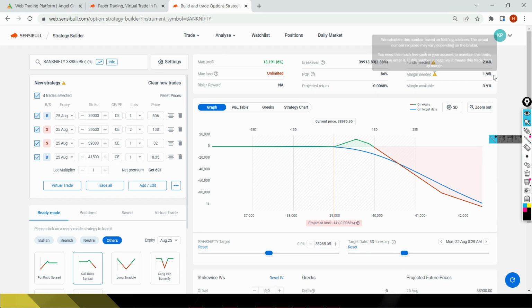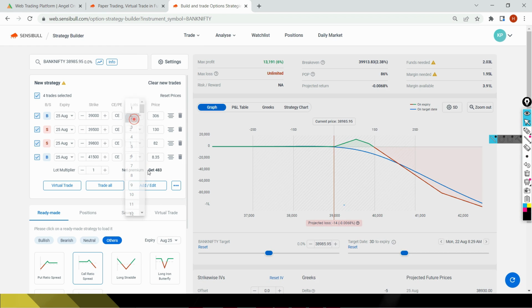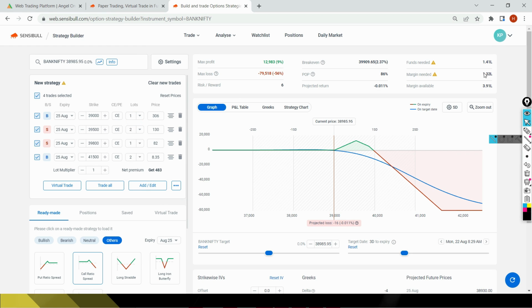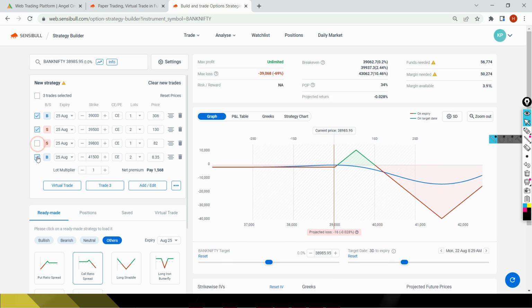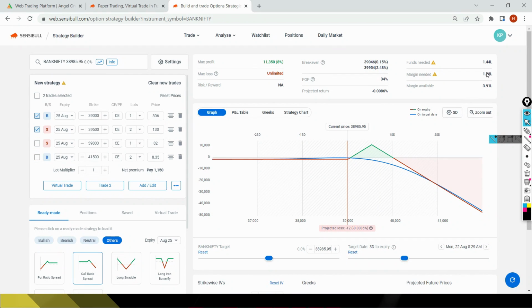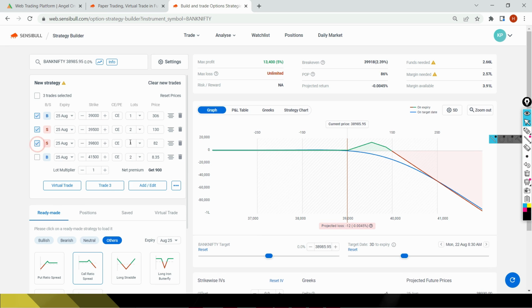So if you want to again reduce your margin, what I can do, I can just increase the quantity. That's it. See, now 1,32,000. What was your original fly? Or what was your original? 1,38,000 was your original, right? Your original ratio spread. Without increasing the margin, I was able to sell one more naked call, right? One more naked call.